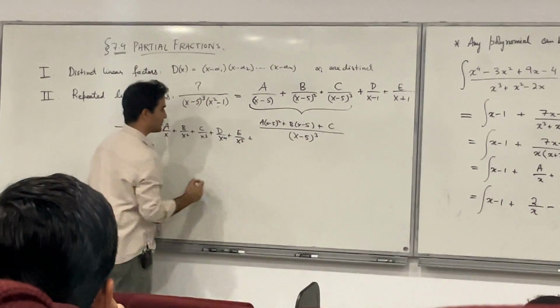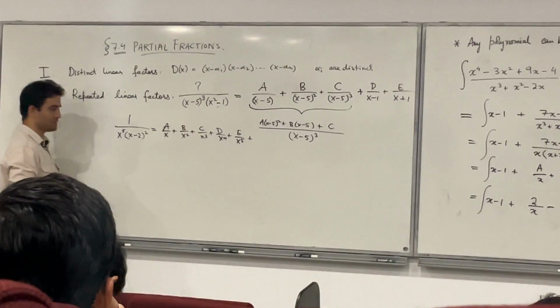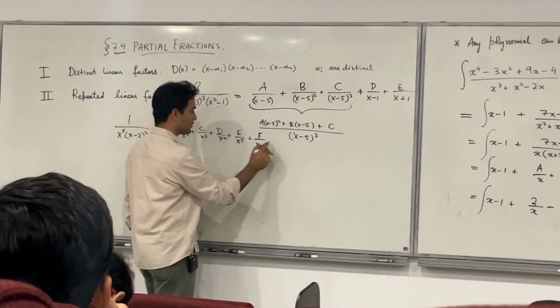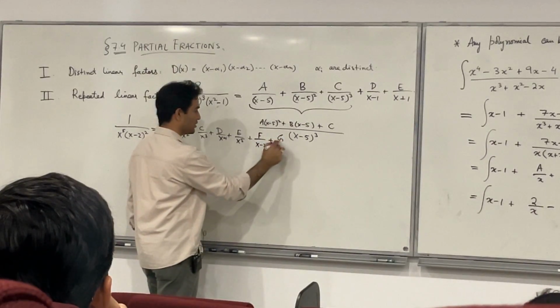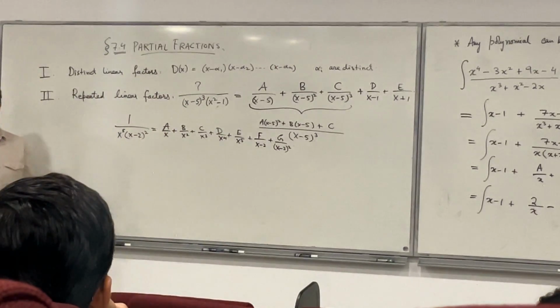And then? And just x minus 2 with another constant, EFG over x minus 2 squared. So that would be the expansion.